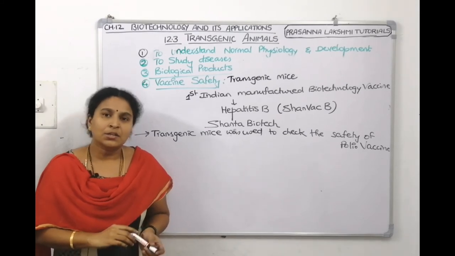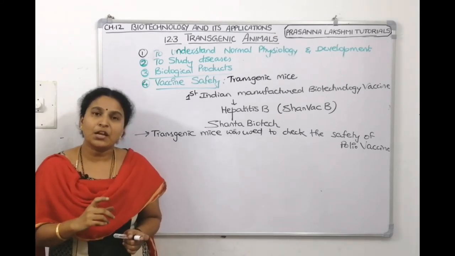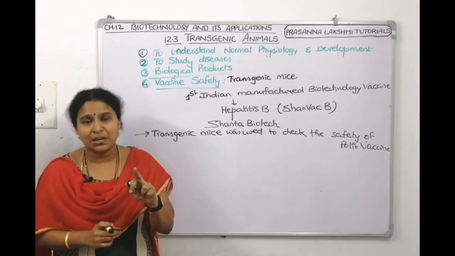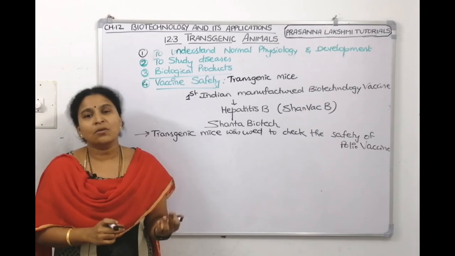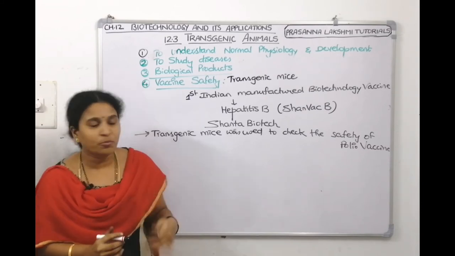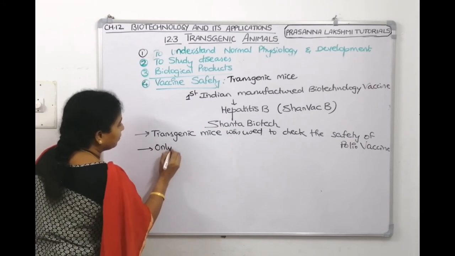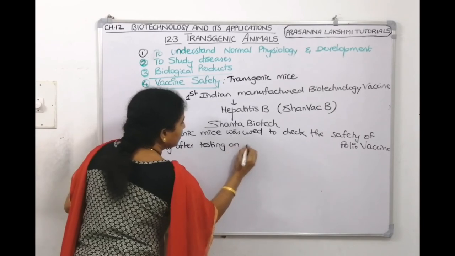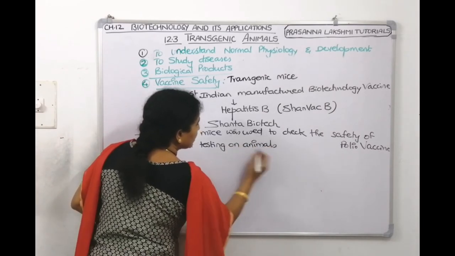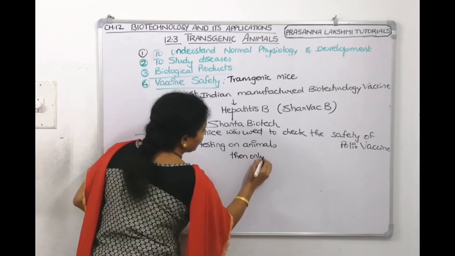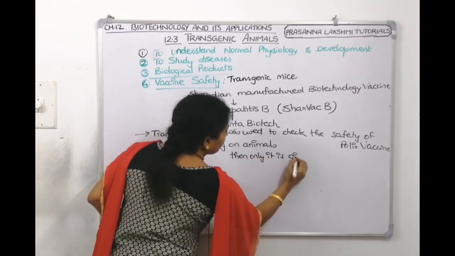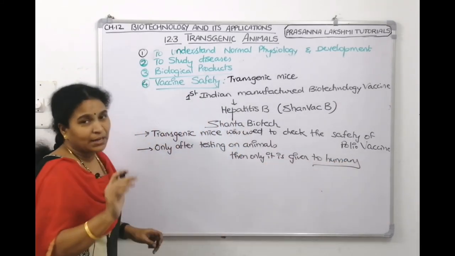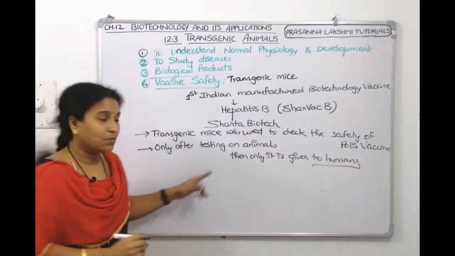So NCERT says they use transgenic mice to check the safety of which vaccine? Polio vaccine. Only when you check the vaccine in transgenic animals can we tell it is safe for human consumption. Only after testing on animals, then only it is given to humans. When it comes out well, then only we can give it to humans. Straightforward, we cannot test on humans. This is called clinical trials. What is this concept called?